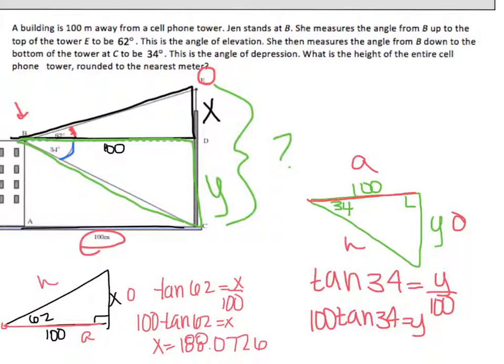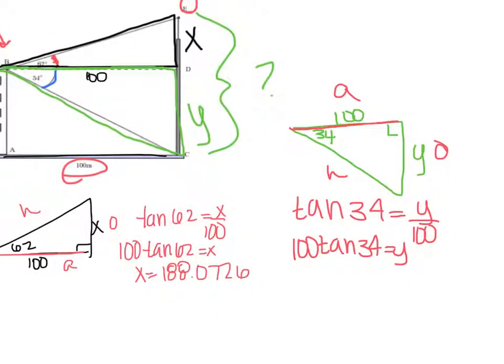So 100 times tangent of 34 is 67.45085. So from here, now I'm going to add x plus y together.